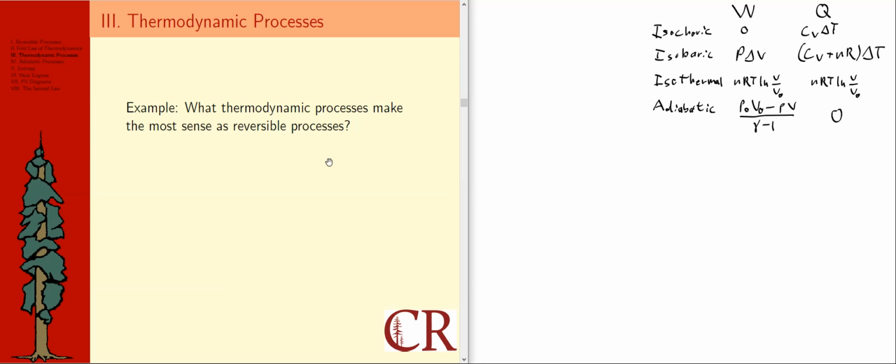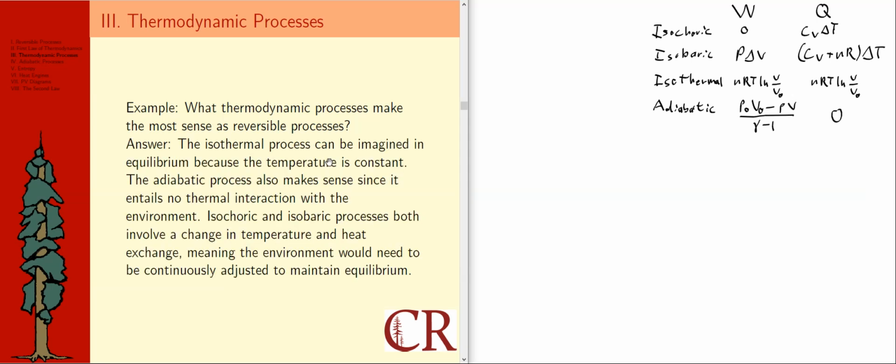With isochoric and isobaric, it's really hard to imagine because you'd have to continually adjust the environment in a way that would be probably difficult to film and very difficult to run backwards and have people believe that that's really what's happening. So that's the argument I'm making. And like I said, because all of these theoretically make sense as reversible processes, this argument is not very strong.